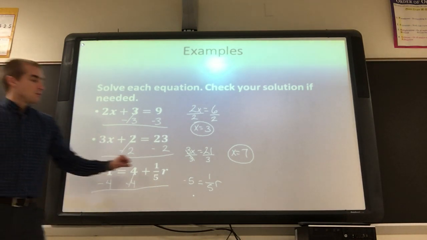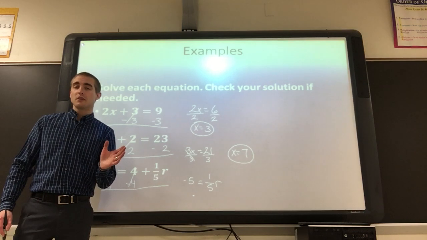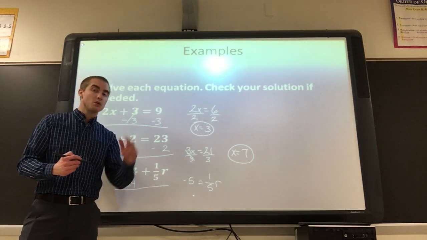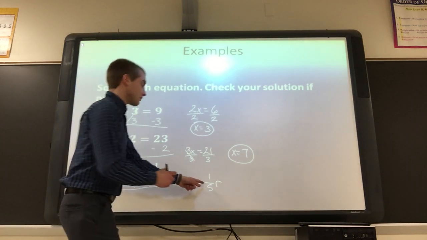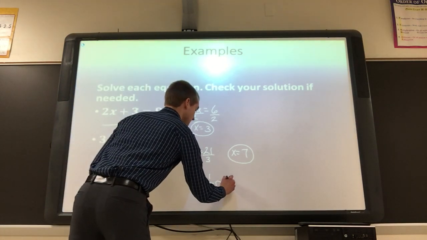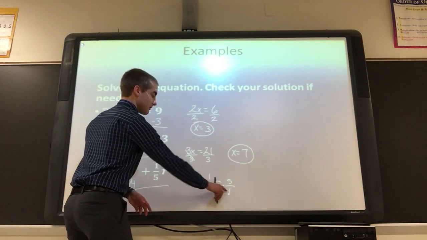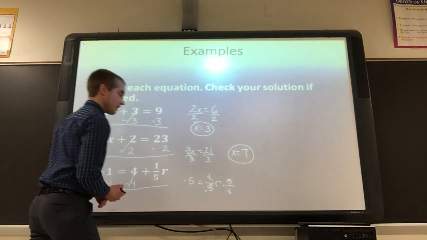Okay, so now we have the one-step equation. -5 equals 1/5 r. Remember what we talked about. To get rid of a fraction in front of our variable, we're going to flip the fraction and multiply by the reciprocal. So flip this and multiply by 5/1. 1 times 5 is 5. 5 times 1 is 5. 5/5 would give us 1. So that's going to cancel out.